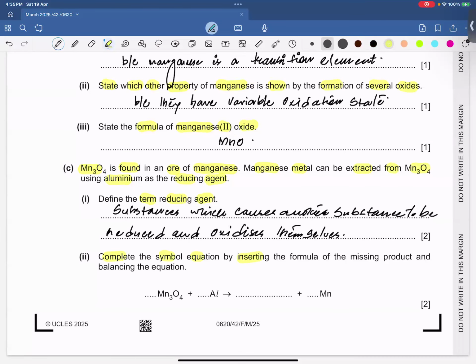Complete the symbol equation by inserting the formula of the missing products and balancing the equation. Obviously, aluminum and oxygen combine together to give aluminum oxide. How many manganese here? 3. Put 3 here. How many oxygen atoms here? 4. So put 4 here. How many aluminum so far? 4 times 2, 8. Put 8 here. And obviously I'll use 1 here. So that's the balanced chemical equation.